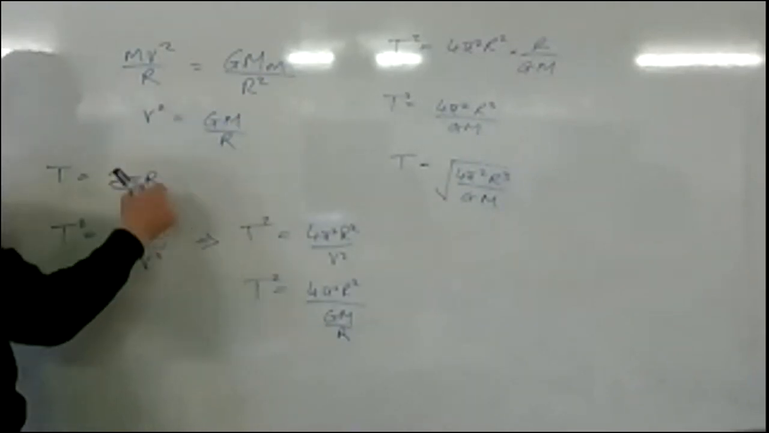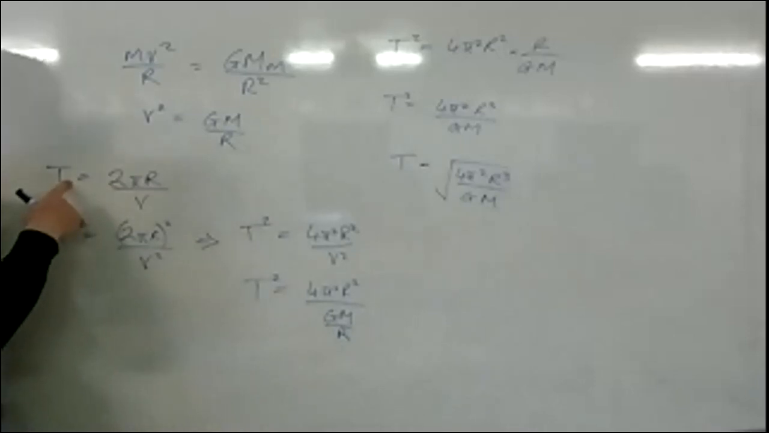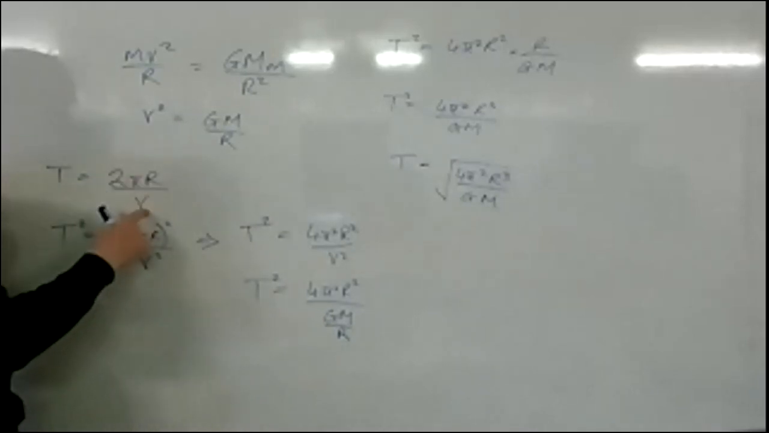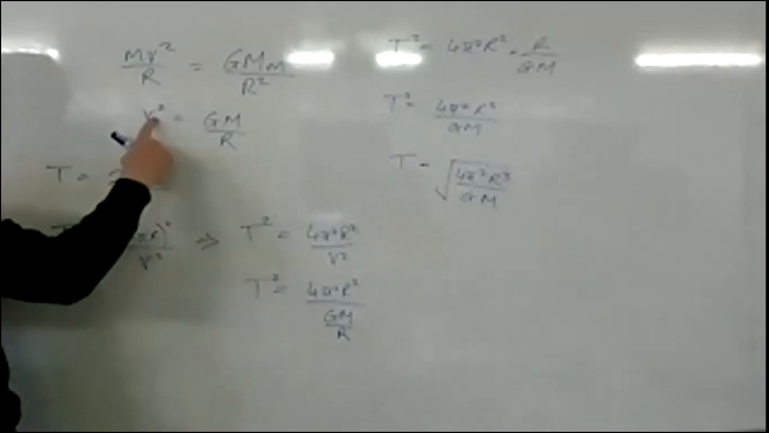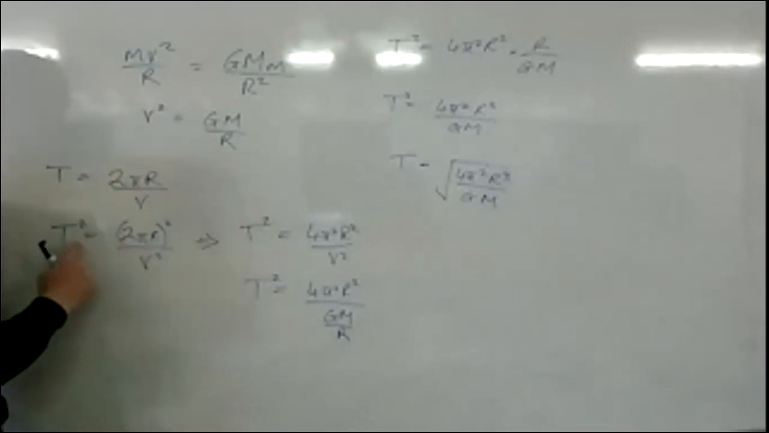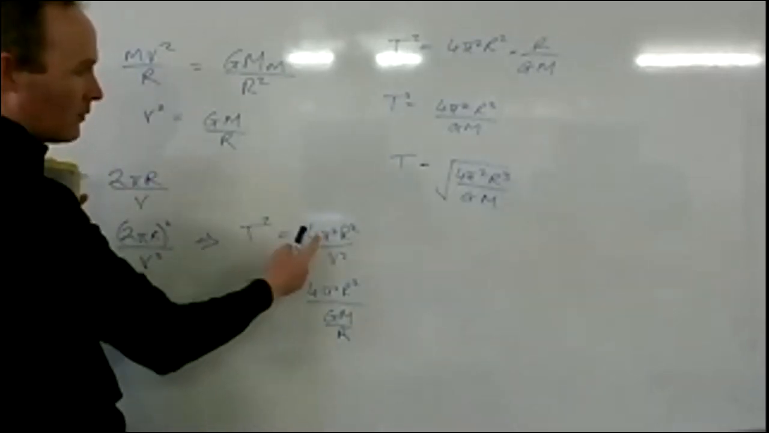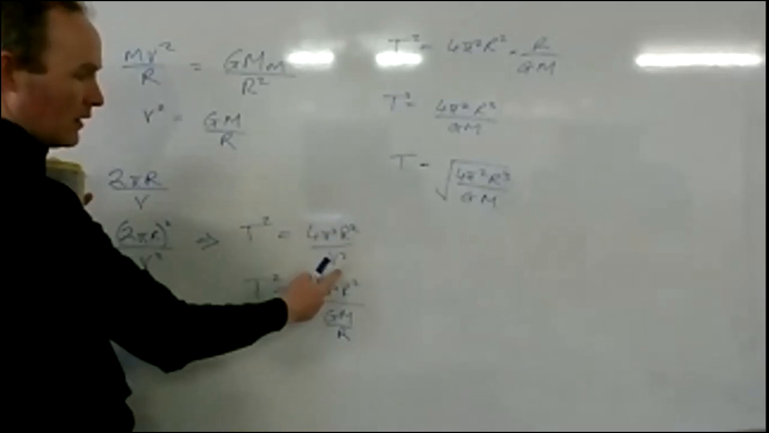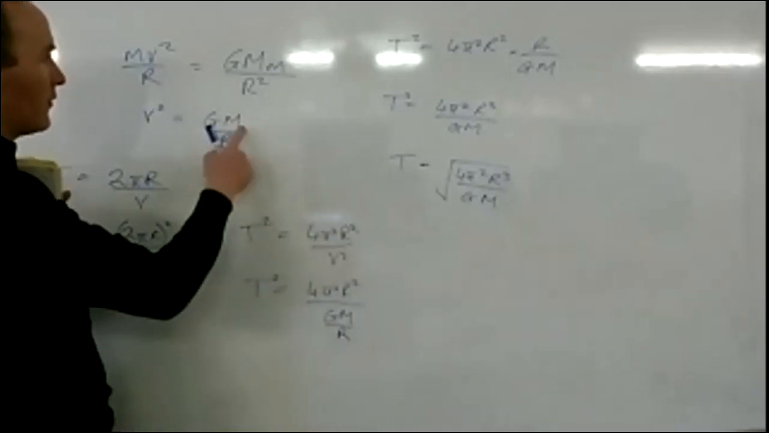Now, to be quick, when the time is equal to the period T, 2πR is going to be V, and therefore V squared. So carrying that through with T squared, 4π²R² is going to be V squared. So V squared is going to be GM over R.